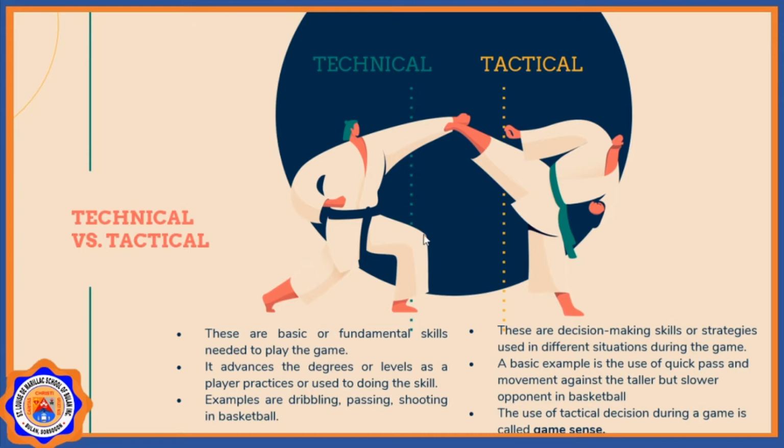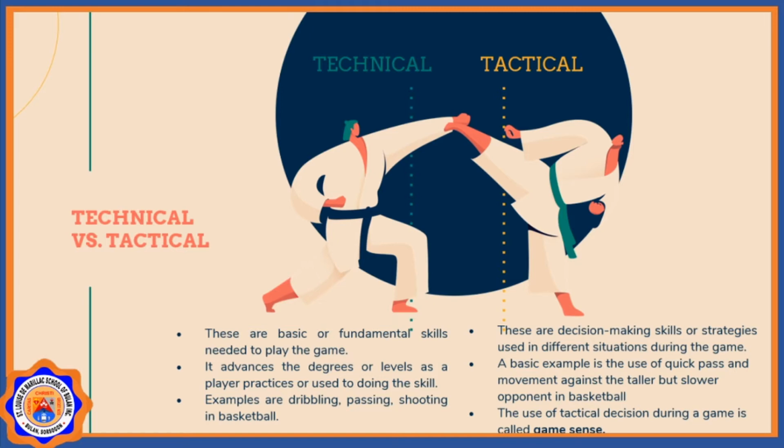So, I have here technical and tactical. Let's start with technical. These are basic or fundamental skills needed to play the game. These are required in all sports. It advances in degrees or levels as a player practices or gets used to doing the skill. So, for example, if you're going to engage in basketball, it is just right for you to start in ball control. That's technical skill. Or others would start at practicing shooting. Again, that's technical skill.